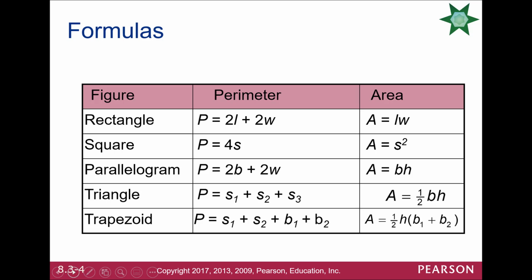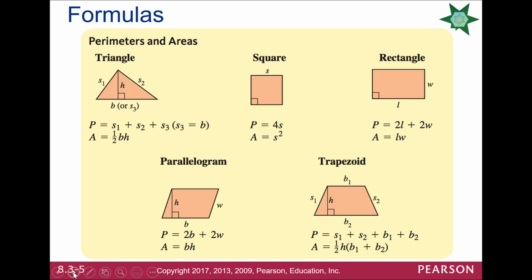For a parallelogram, you have 2 bases and 2 widths. So that's your perimeter, and the area is base times height. Triangle, add up the sides, area, 1/2 base times height. Trapezoid, add up the 2 sides and add up the bases, and the area is 1/2 the height times the sum of the bases. You do not need to memorize formulas for this test or unit. You will have a formula page, and it will look something like this.